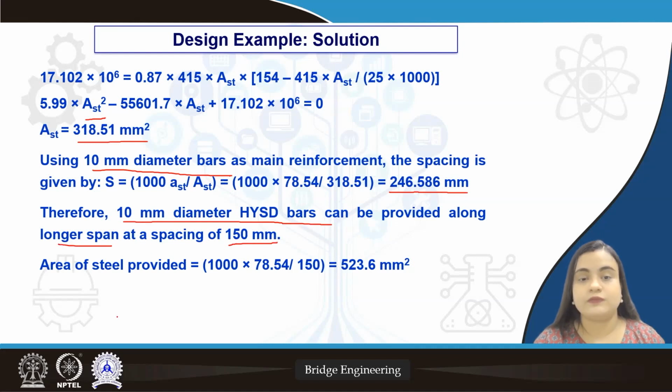So the actual area of the steel provided can be obtained by rearranging the terms in this expression, and that is obtained as 1000 small ast by S. So that is done here, and then the area of the steel provided is determined as 523.6 millimeter square.